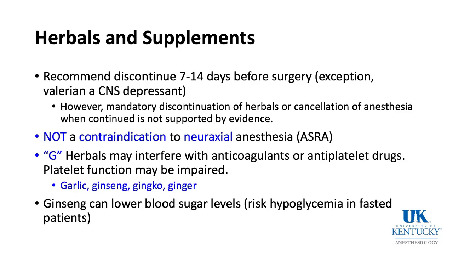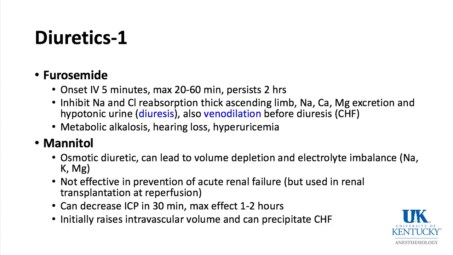The G herbals being garlic, ginseng, ginkgo, and ginger. One of the commonly missed questions from the basic exam as published by the American Board of Anesthesia this last year was that ginseng can actually lower blood sugar levels, and if someone takes ginseng in the perioperative period, their blood sugar can drop, and there's a risk of hypoglycemia, especially in fasted patients.